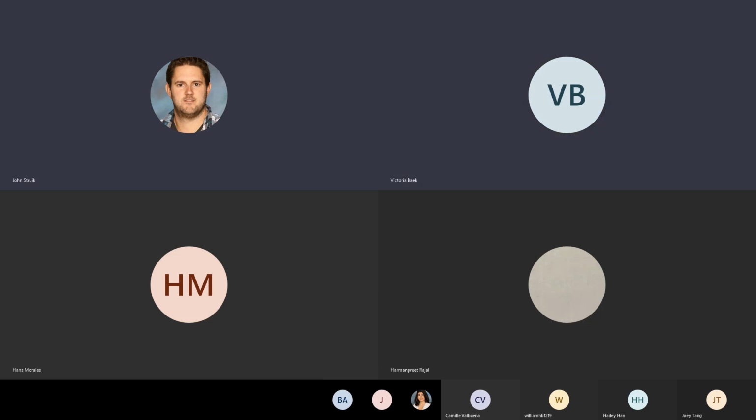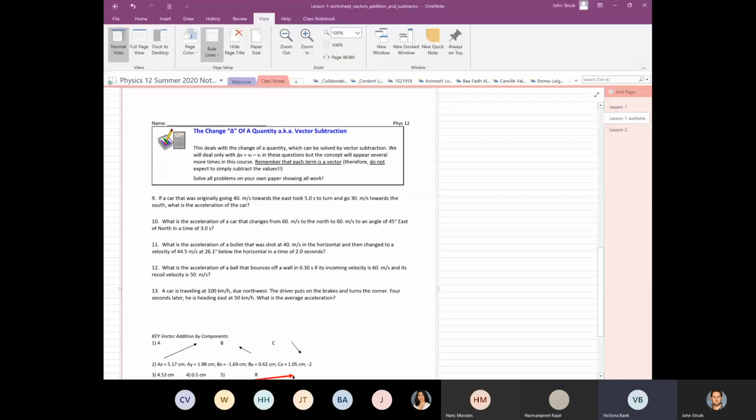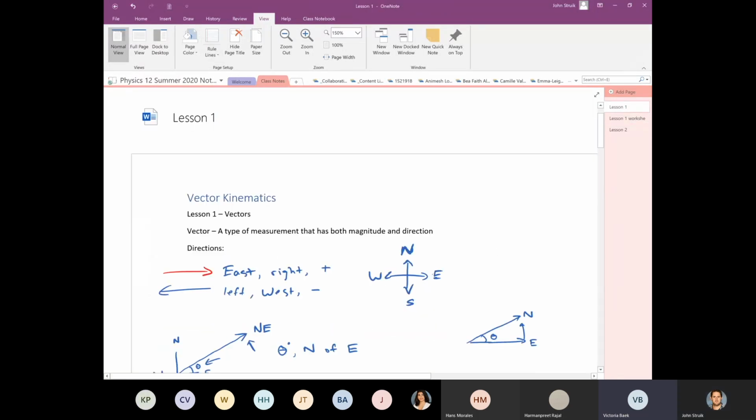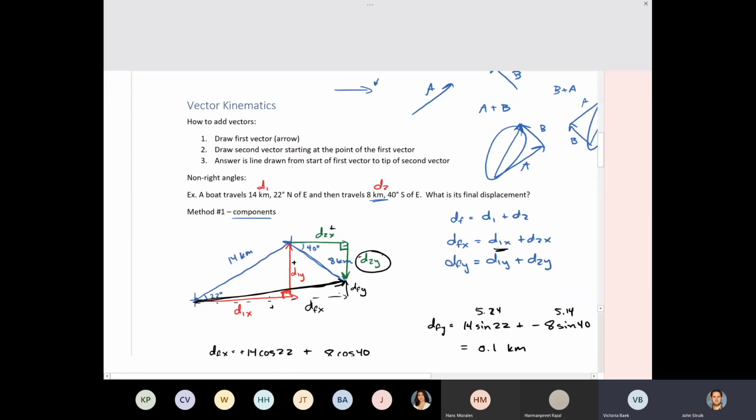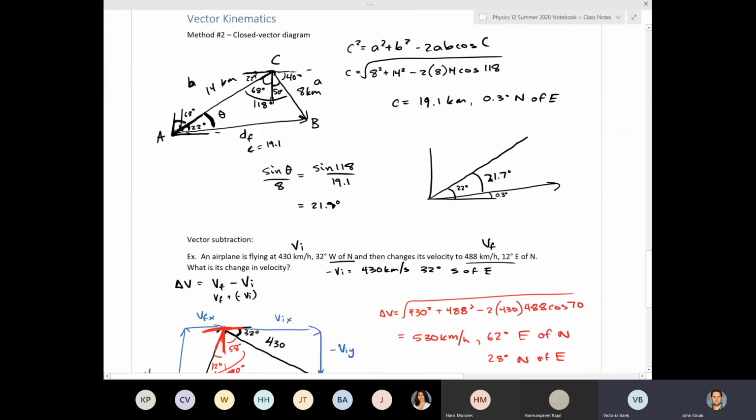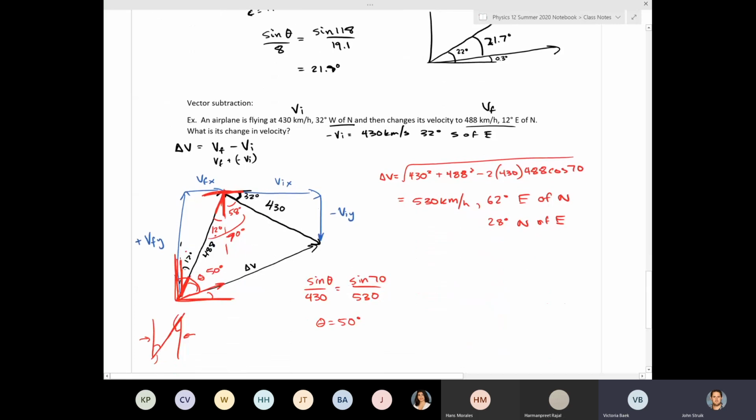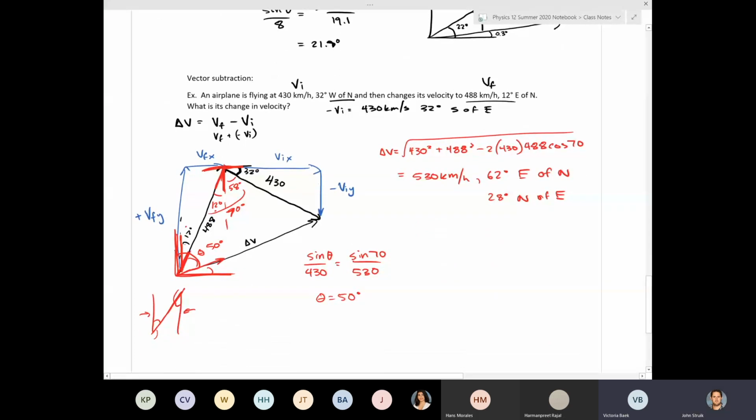Yeah, I have a question from yesterday's notes. It's the last question, the vector subtraction. For the negative initial velocity, you put 32 degrees south of east. But shouldn't it be east of south?